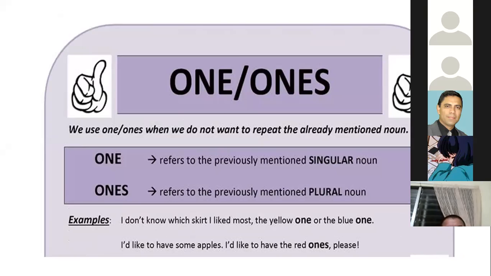For example, I don't know which skirt I like the most, the yellow one or the blue one. Okay, so we are choosing only one item. But if I say, I'd like to have some apples, I'd like to have red ones, please. Okay, so we are talking about apples. So we are talking about plural. So we need to add the letter S and say ones.